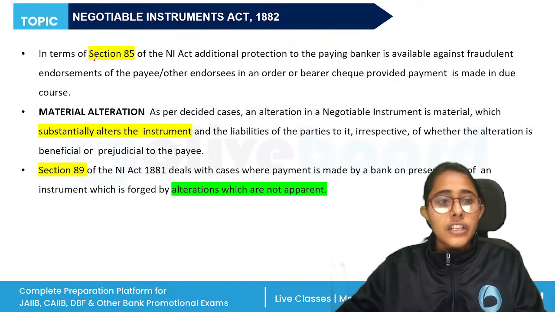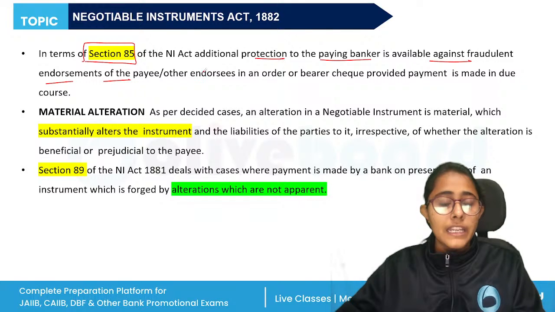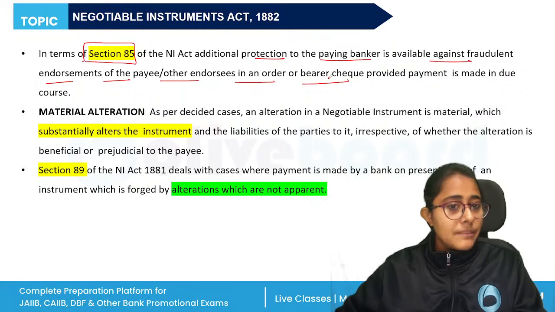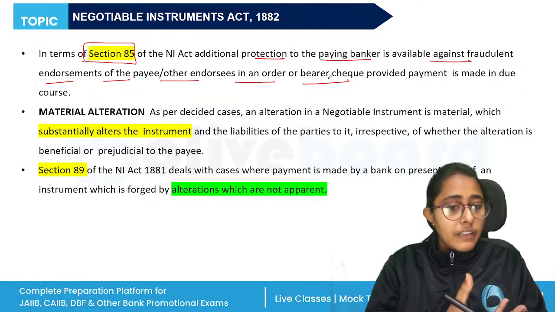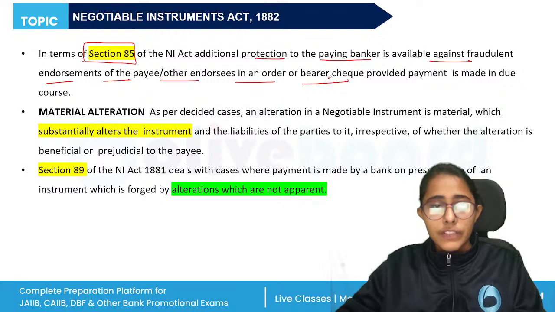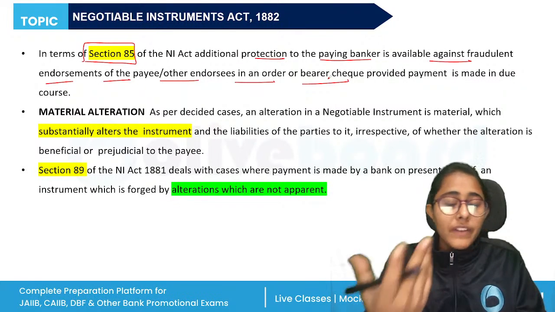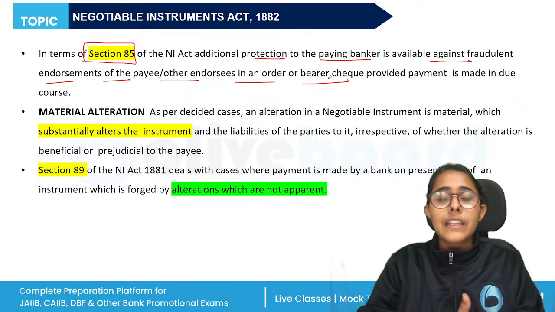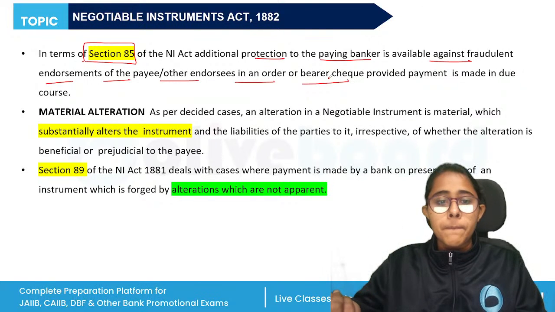So in terms of section 85 of the act, protection is provided to the paying banker against fraudulent endorsements of the payee or other endorsees in an order or bearer check, right? If the payment is made by the banker in due course, and it was not very clear that the changes that were made were against the provisions of the act, right? So the bank had taken due care, they had used all the preventive measures and all the vigilance, and still any fraudulent activity has occurred, then the bank will be provided additional protection, right?